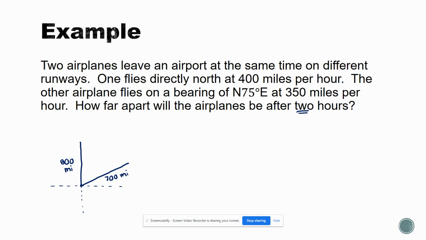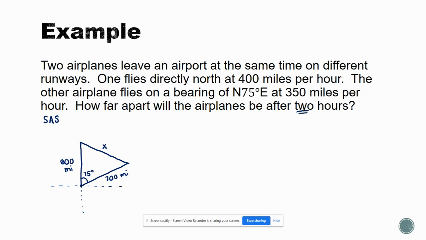Because 75 degrees is a part of the bearing, and I always want the angle to be formed with the north-south line, that means this angle right here is 75 degrees. So if the question's asking how far apart the airplanes will be after those 2 hours, I want to figure out what this side is. I'm going to call it x. And this is why we are using the law of cosines, because what I've drawn is a side angle side scenario, and side angle side means we're using law of cosines.